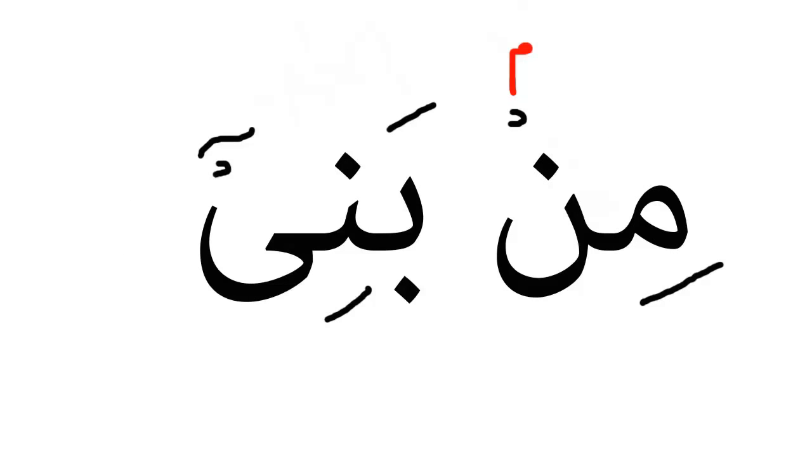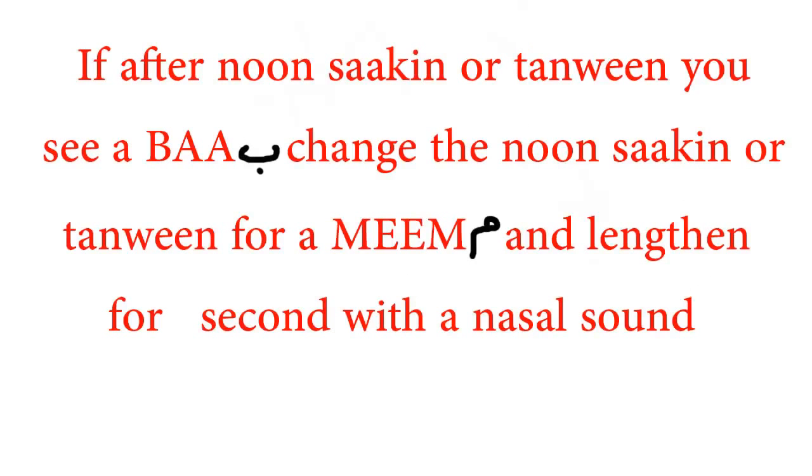Min bani. Inshallah. So basically what I want you to understand, what is Iqlaab? Iqlaab is, if after noon sakin or tanween you see a ba, change the noon sakin and tanween for a mim. Lengthen for 1 second with nasal sound. The lengthening for 1 second with the nasal sound, you can say and make ghunna. If you're on that level, just say and make ghunna. Because that's exactly what it was, remember? Nasal sound, lengthen for a second, ghunna.